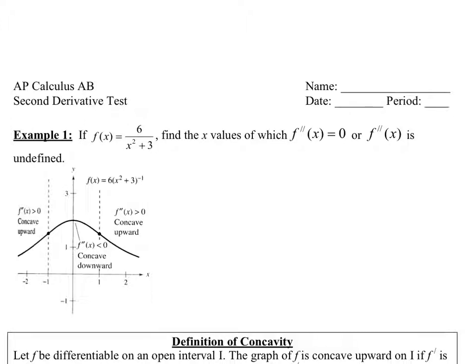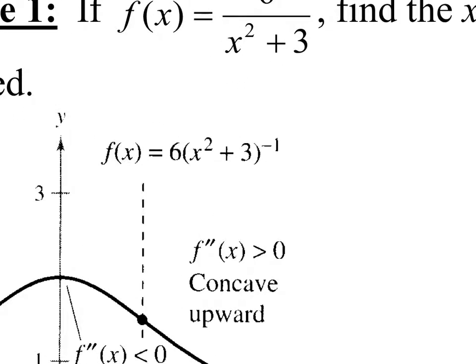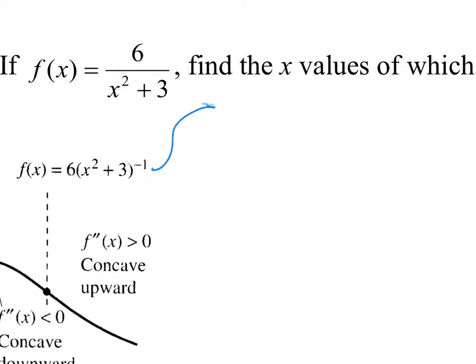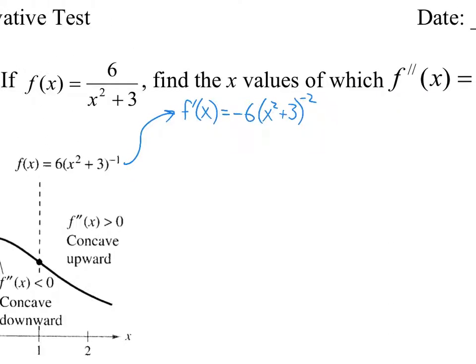In this case, don't forget that often if you have just a constant in the numerator, it's easier to rewrite the function like you see here, 6 times x squared plus 3 to the negative 1, because I think doing the chain rule is a little easier than doing the quotient rule. So when I do f prime, I've got to find the first derivative before I can do the second. It's going to be negative 6 times x squared plus 3 to the negative 2. And then I've got to use the chain rule, so the derivative of x squared plus 3 is 2x.